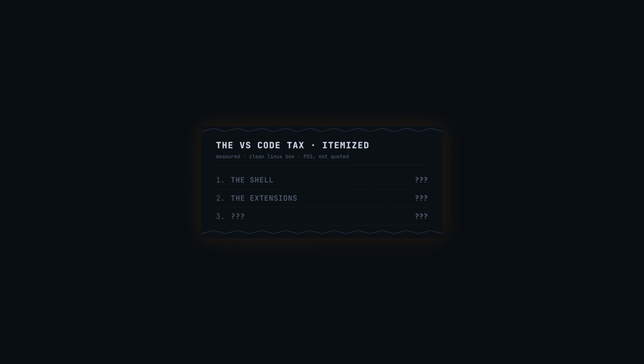There are 3 line items. Before I show you the measurements, make a prediction. Which one is biggest? The Electron shell everyone loves to blame, the extensions, or something else? Lock it in. We'll settle it at the end.